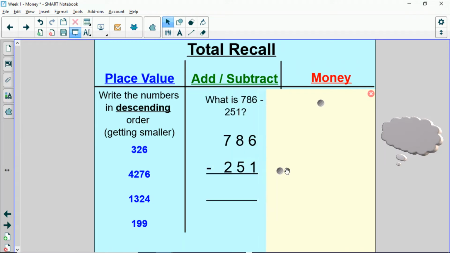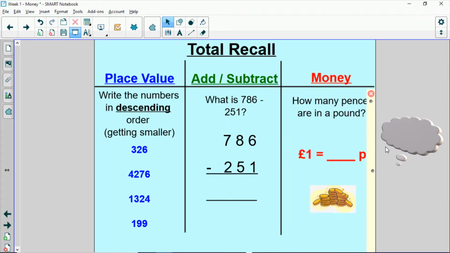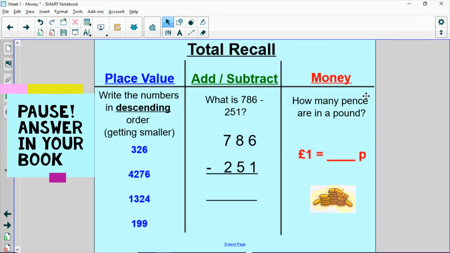Our next question says, what is 786 take away 251? So again, column method there, start with the ones, take it away. And then money, how many pence are in a pound? Can you pause the video and try and answer these total recall questions in your books?